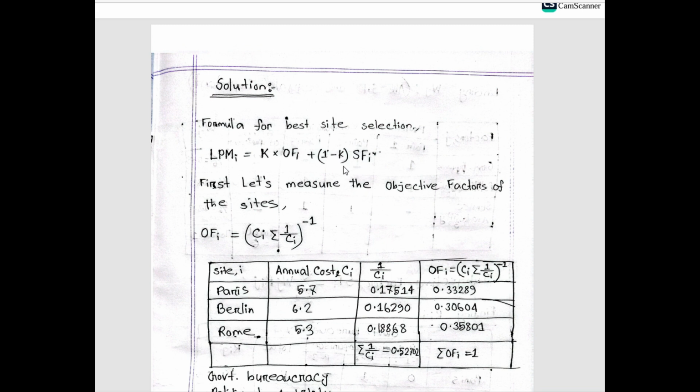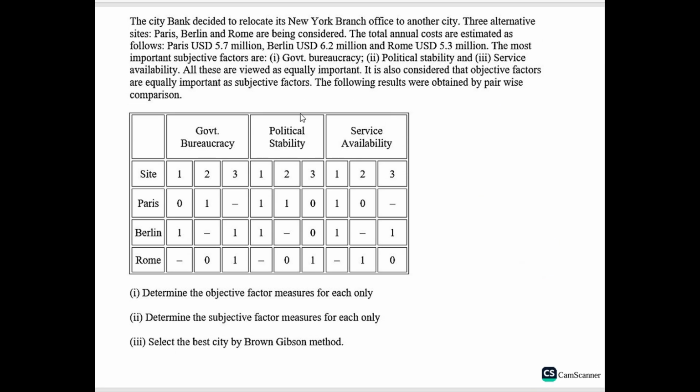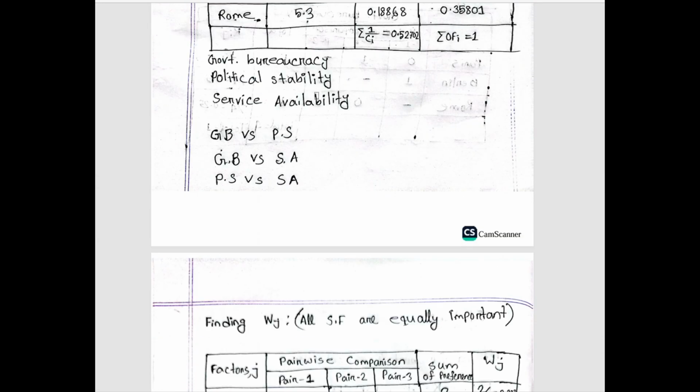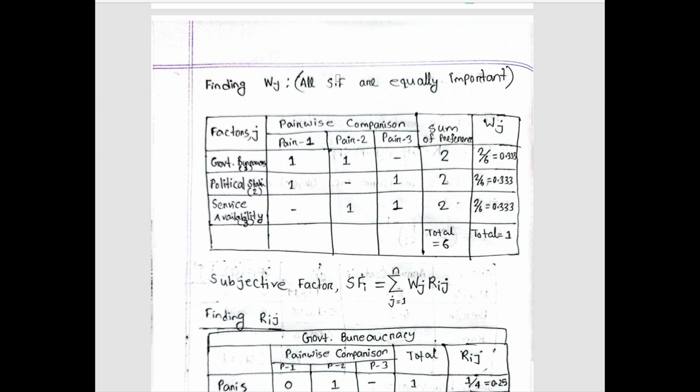Now we have to calculate the subjective factor in order to calculate the LPM value. For the subjective factors, we have three given here: government bureaucracy, political stability, and service availability. Now all these factors are equally important. This line is also important because before calculating the subjective factors, we have a formula for subjective factors also. That is, the subjective factor is the summation of weight factor times relative factor. Now what is the weight factor? It is how much weight of influence these subjective factors have over one another.